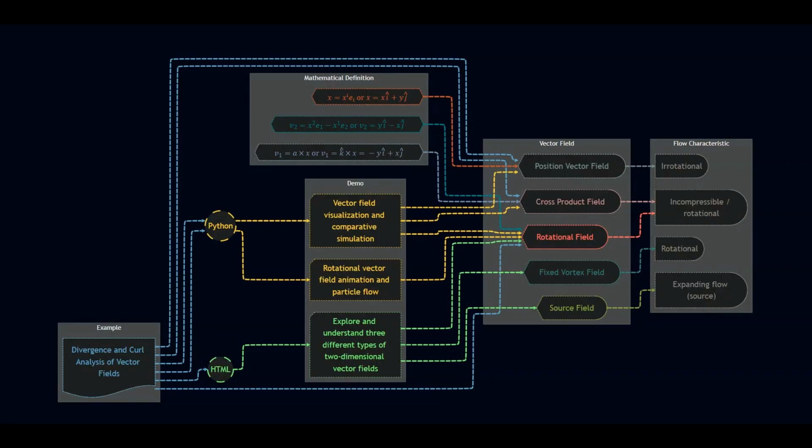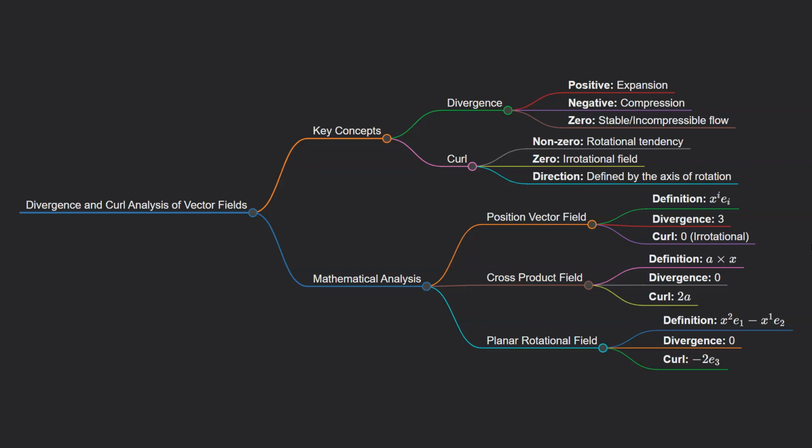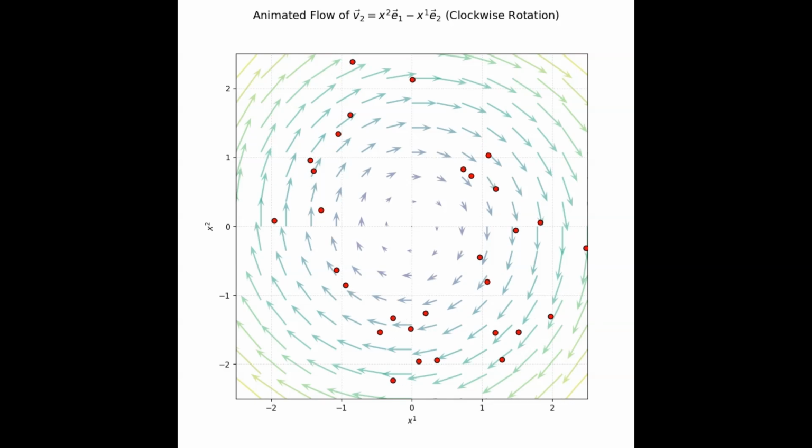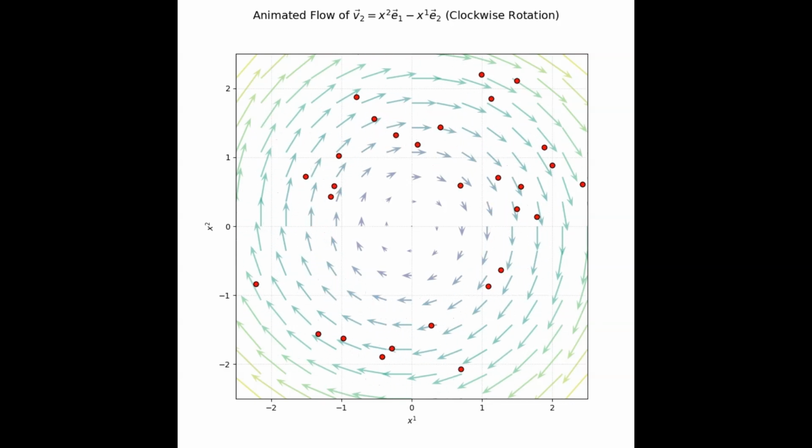the amount leaving it. Curl describes the rotational tendency of the field. It tells us if a tiny paddle wheel placed in the flow would start to spin and in which direction. A field with zero curl is considered irrotational, meaning it moves in straight lines or radial patterns without any twisting motion. Different mathematical definitions create distinct physical patterns, which can be categorized into a few primary archetypes.